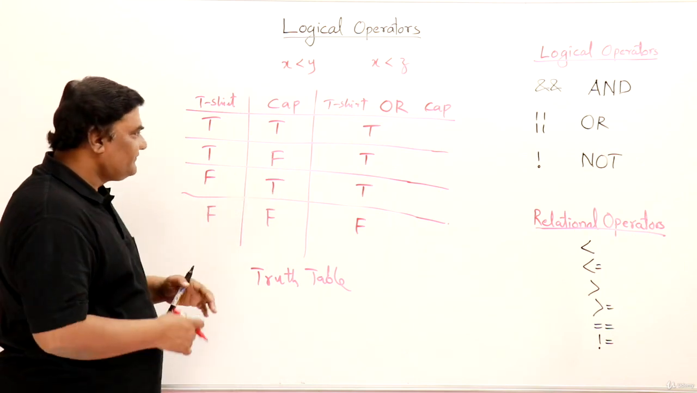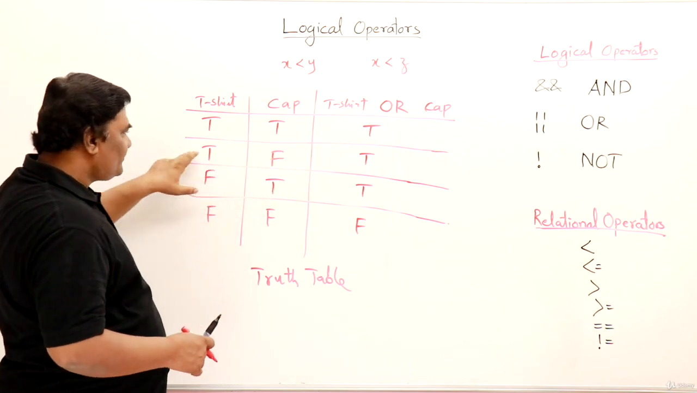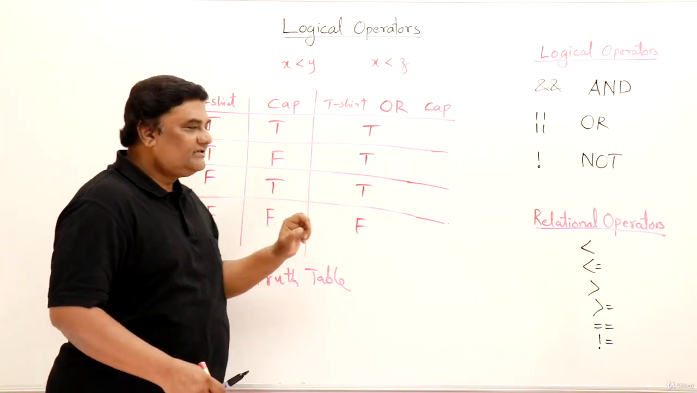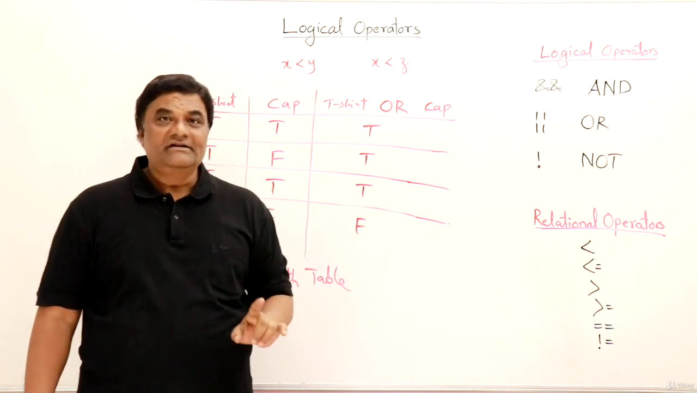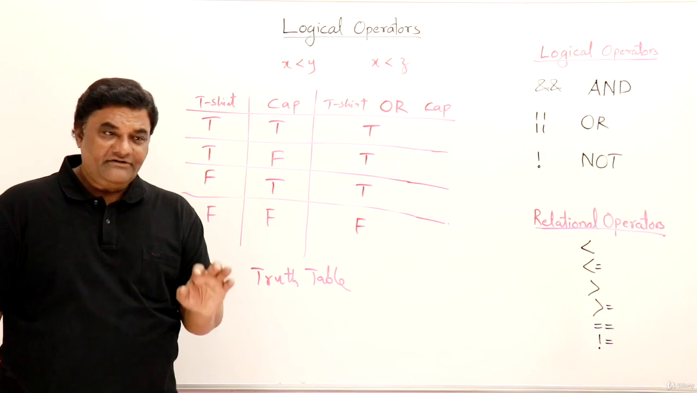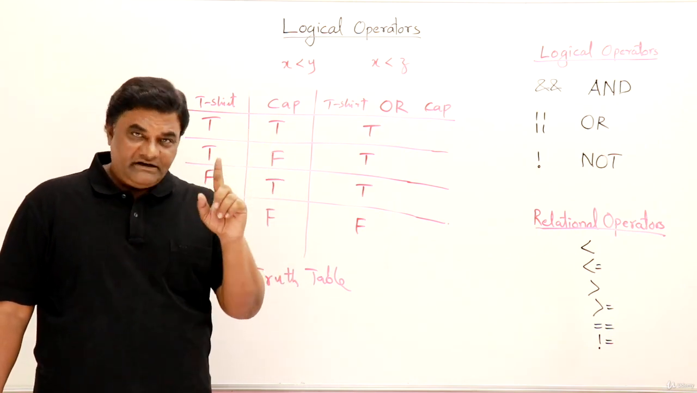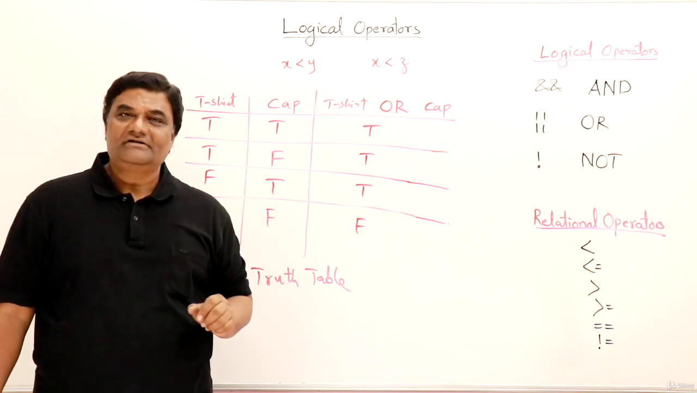Now how to remember this one? If any one of them is true, it will be true. This is true, so it is true. This is true, so this is true. Both are false, then false. So the difference between AND and OR is, in AND, if one is false, everything is false. In OR, if one is true, everything is true. This way you can remember it.